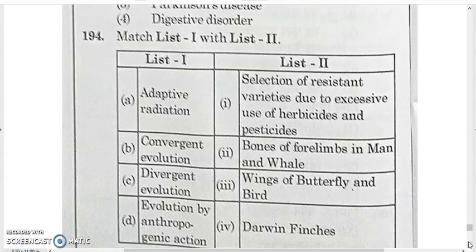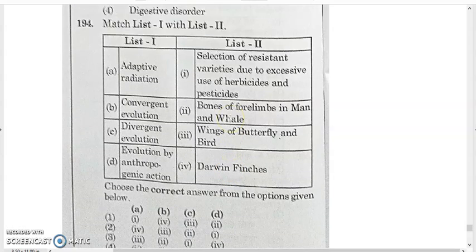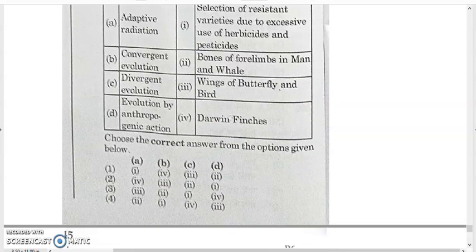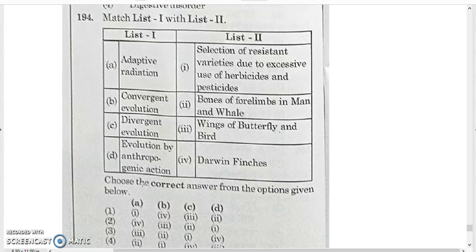So 194. First is adaptive radiation. A will be 4. A4, only one option is given with that, that is option 2. So 194 will be 2. Convergent evolution: wings of butterfly and birds. Divergent evolution, B, that will be 3. B3.